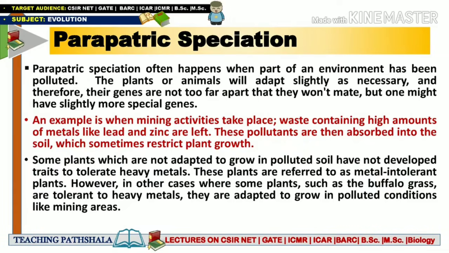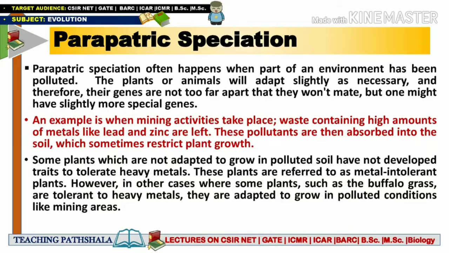Now let's see some examples of parapatric speciation. I have written so many things related to parapatric speciation, so let's read first and then we are going to understand. In the first line it has been mentioned that parapatric speciation often happens when a part of an environment has been polluted, which we have already discussed.